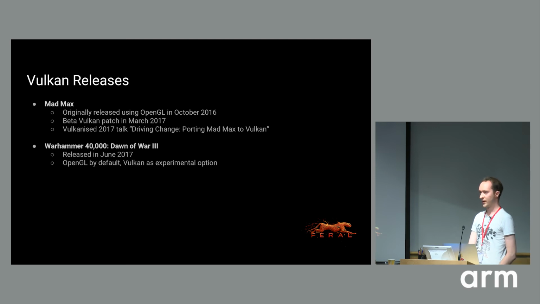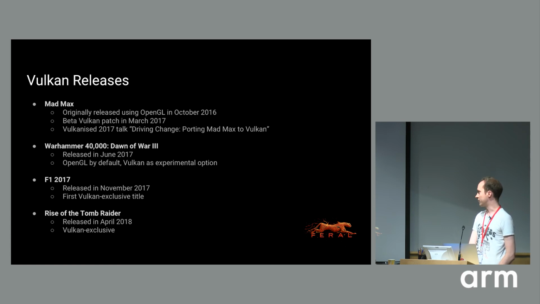So then after that, June last year, we released Dawn of War 3. This shipped with both OpenGL and Vulkan support. It was OpenGL by default, but we also had Vulkan in there as a sort of experimental option. Then in November last year, we released F1 2017, and this was the first game that we did that was Vulkan exclusive. And then finally last month, we released Rise of the Tomb Raider, also Vulkan exclusive.